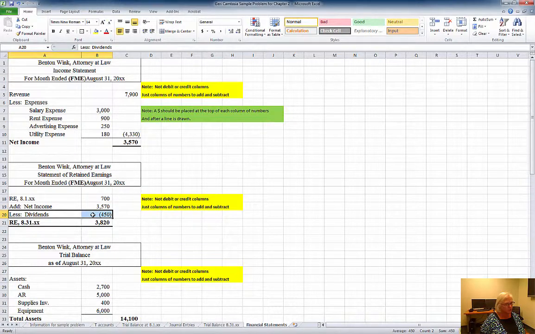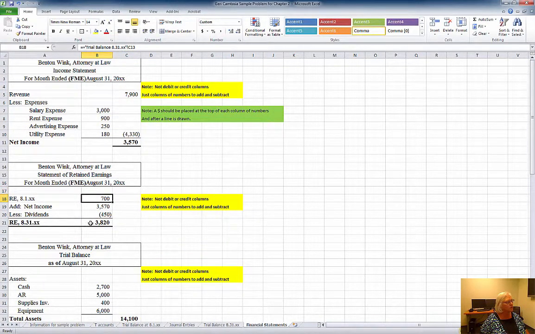Go back and look at your T account. That's where they're all coming from. And then you have your ending balance. Notice the date for retained earnings of $38.20. Again, these are not debit credit columns. They are simply a column of numbers to add and subtract. And you would put a dollar sign on the 700 and the 38.20 only in this case.